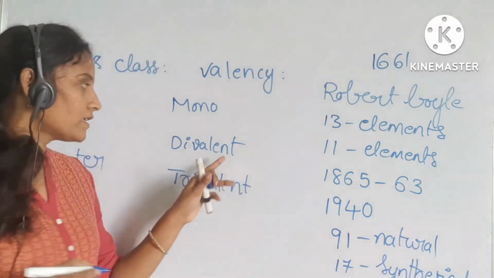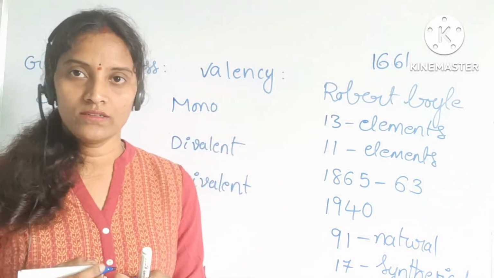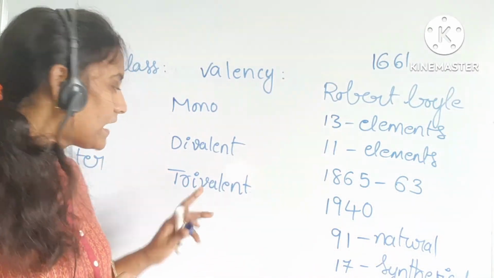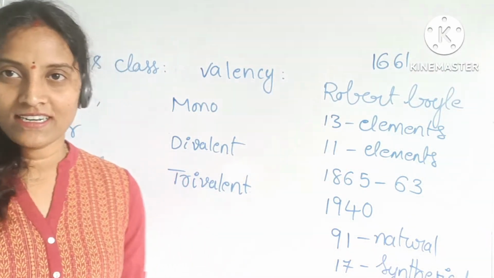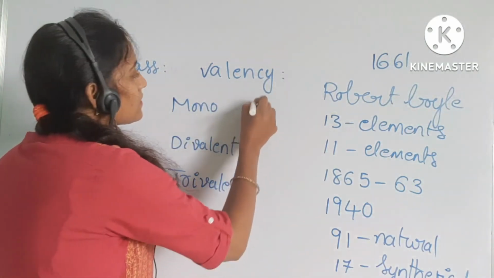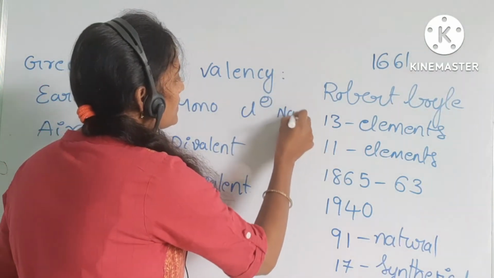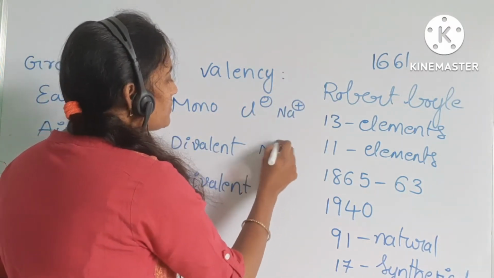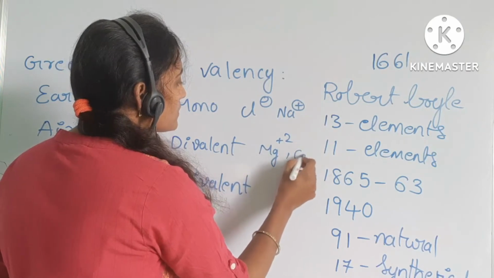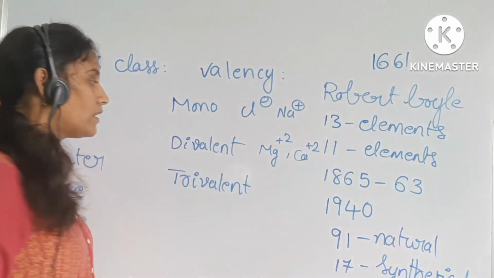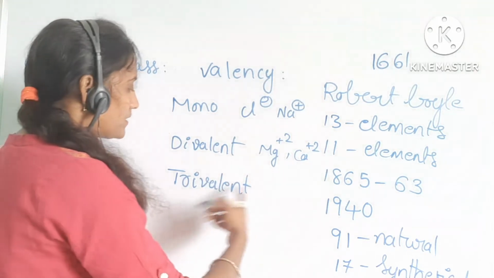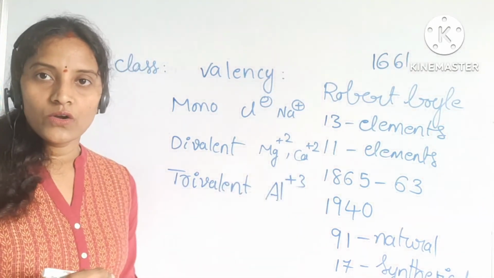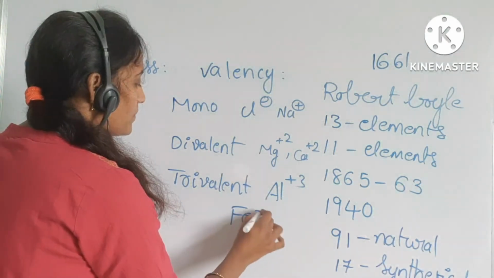See here, +3, +1 or -1. Divalent is nothing but +2 or -2. Trivalent is nothing but +3 or -3, like that. Cl minus and Na plus come under monovalent. Divalent you can see Mg+2, Ca+2, these are the divalent atoms, and trivalent you can see Al+3. Next, Fe+3.